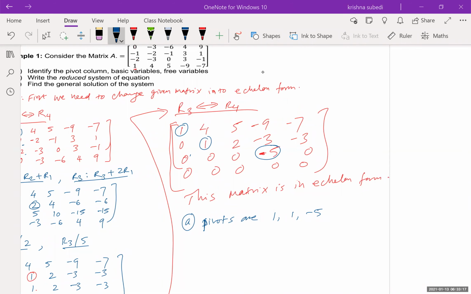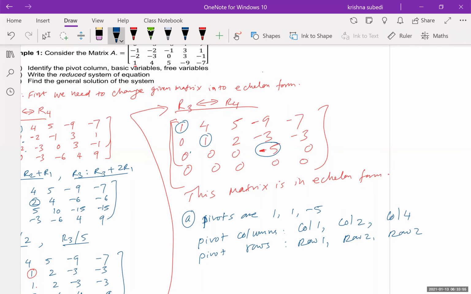All right, next, pivot column. What are the pivot columns? Column number 1, column 2, and column 4. Pivot rows: row 1, row 2, and row 3. Even though the question asks us to find the pivot columns only, there is no harm writing the pivot rows and pivots, okay?